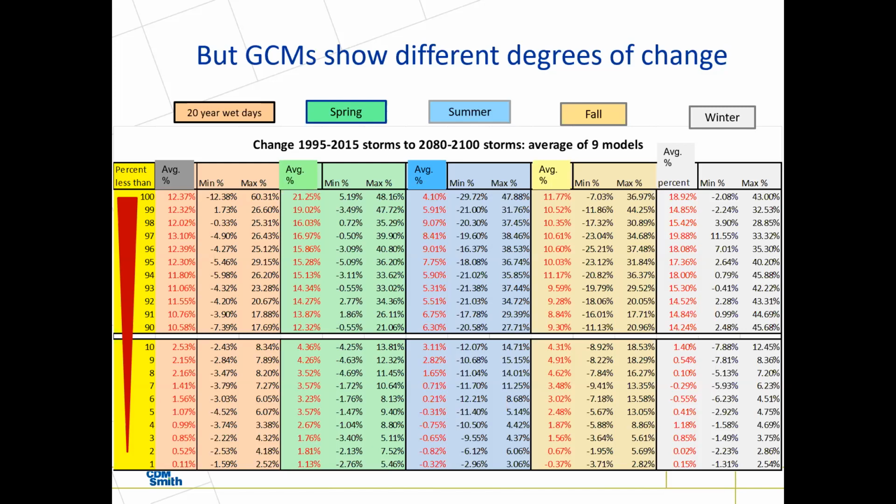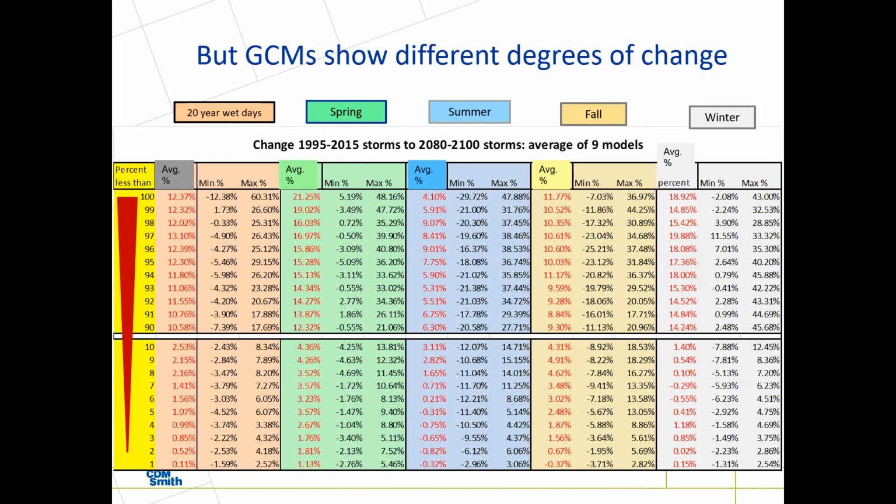In the tan is the average across all of the models on an annual basis. And you'll see something very interesting. You'll see, for example, that the larger storms are projected to be increasing about 12%, and the smaller storms less than 1%. This is really, really important.